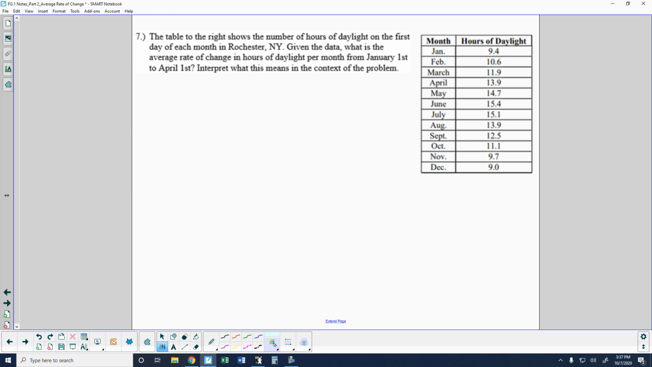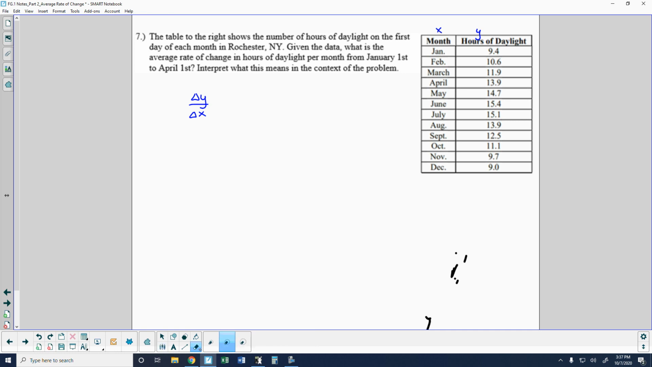So let's first find the average rate of change, which is, again, change in y over change in x. In this case, x and y, remember back to Algebra 1, independent and dependent variables. The independent variable here is going to be month. Month is going to change regardless. The hours of daylight rely on what month it is. So that's our dependent variable. So basically the month column is x, daylight is y.